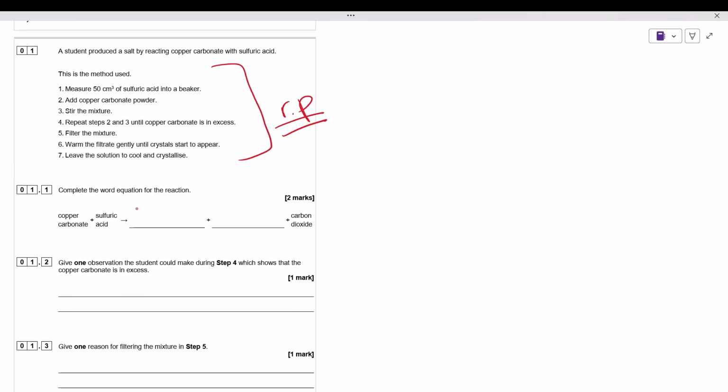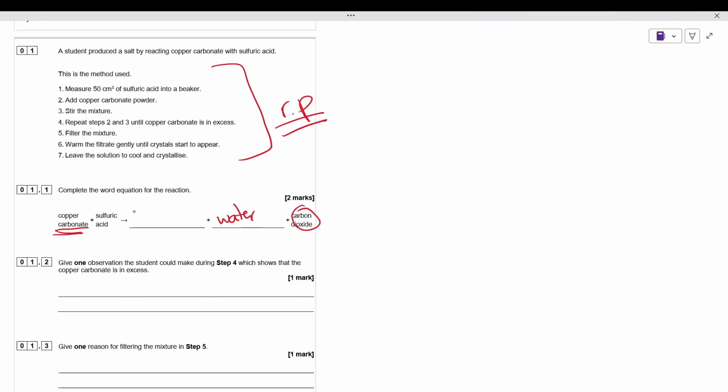Okay, now complete the word equation for this reaction. So we have the copper carbonate plus sulfuric acid, and that's going to give 2 products, and 1 is already given for us. So we know that this carbon dioxide is as a result of that carbonate. So every carbonate will produce carbon dioxide, right? If we decompose it, if we react it, it will always produce carbon dioxide as a gas. Now, we know that this is going to be forming salt and water, right, as well. So we know water is definitely one of our products.